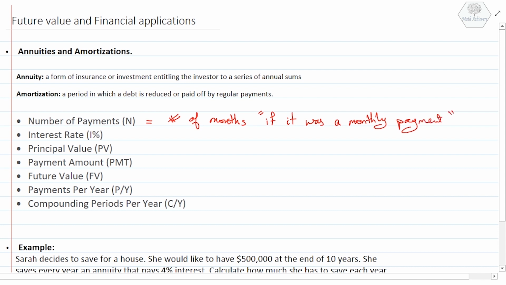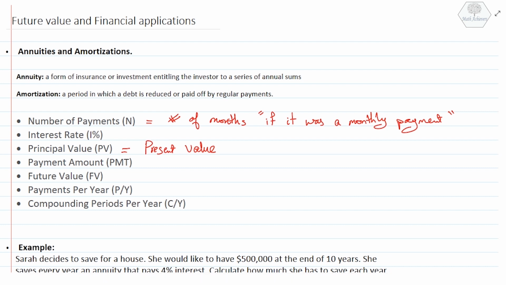The second thing that we have to know is the interest rate, mainly the nominal interest rate. And we have the principal value, which is the same as what we call the present value. And we have the payment amount, how much we will be paying. And we have the future value and payments per year. If it's monthly, then I have 12 payments per year. And the compounding periods per year is how many compounding periods I have per year.